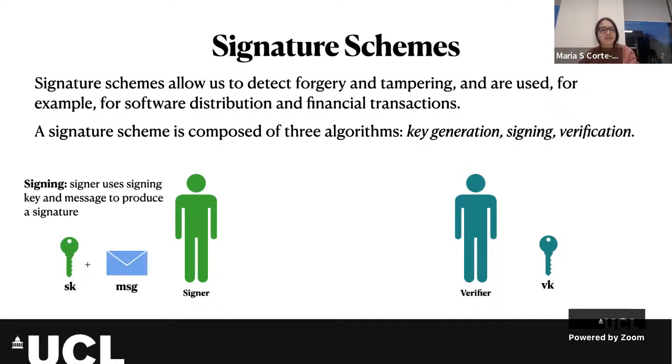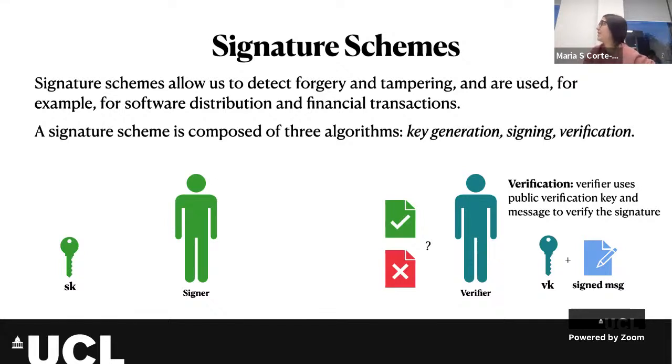In signing, the signer is going to use the signing key and the message to produce a signature and generate a signed message. Then for verification, the verifier will use the verification key and take the signed message and will output either accept or reject, depending on whether the signature verifies correctly. So that's the basic primitive that we'll be looking at today.